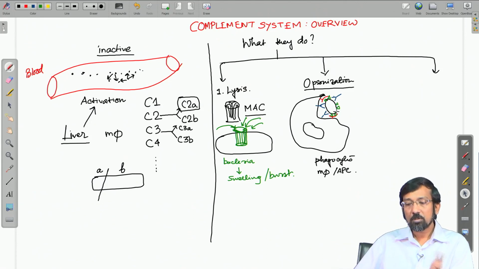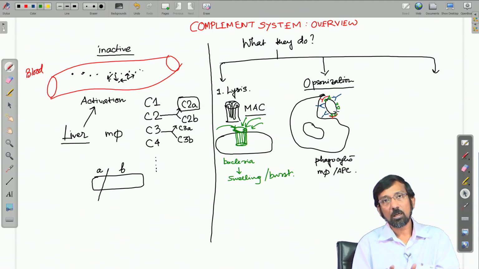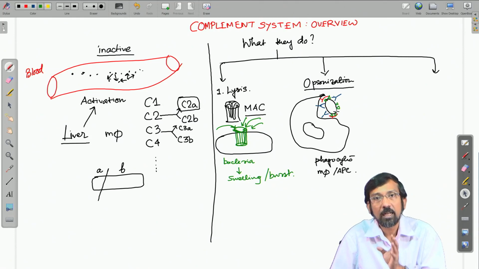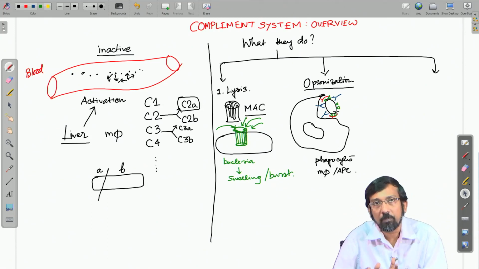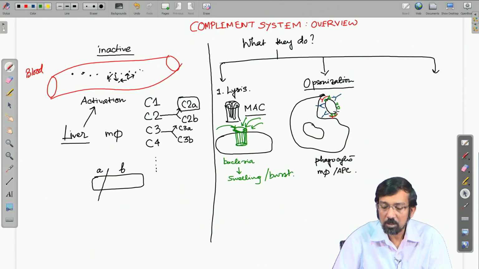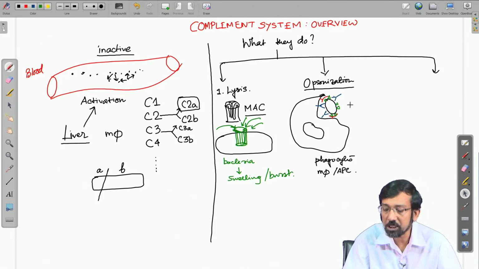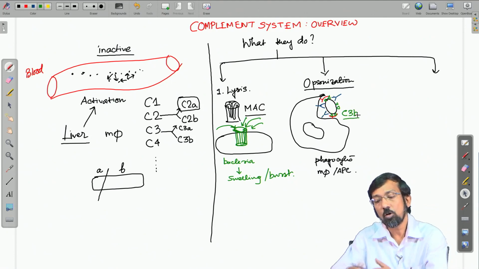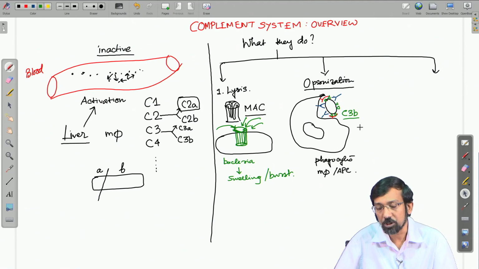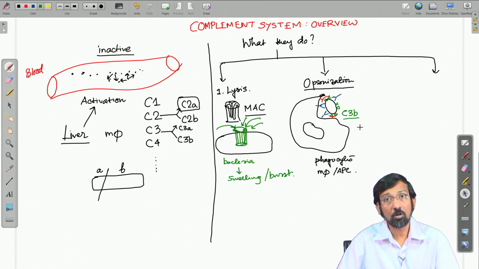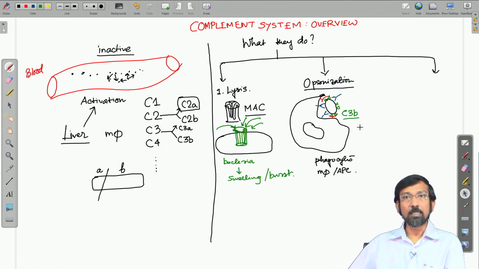So, there are antibodies which come and interact with the pathogen, and this is complemented by the cleavage products of these complement proteins. For example, one of the very important complement cleavage products that mediates opsonization is C3b. They can coat the pathogen and initiate the process of opsonization in the presence of the antibodies.